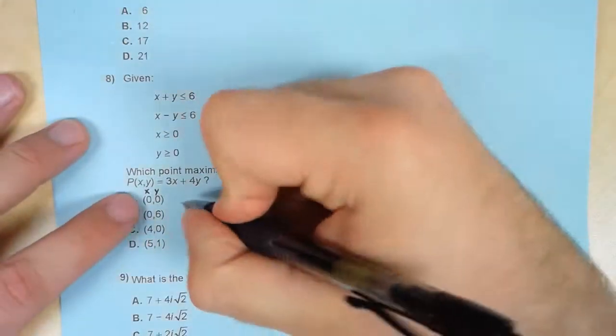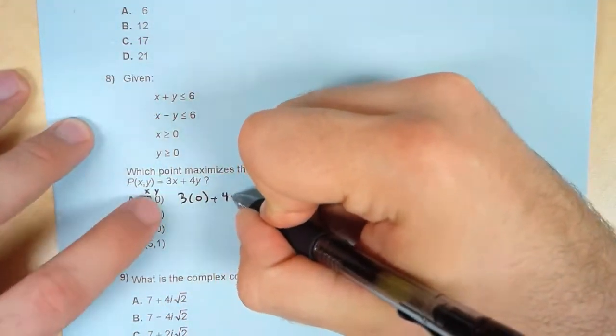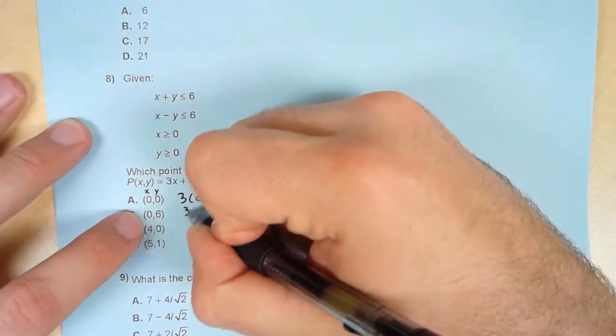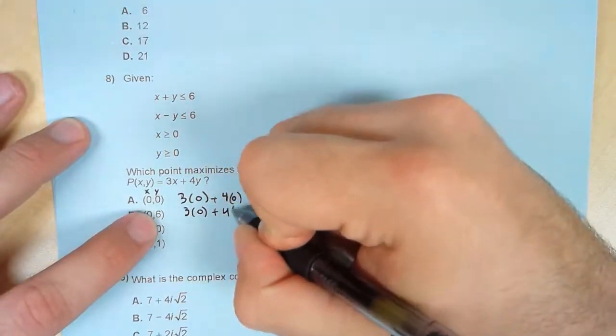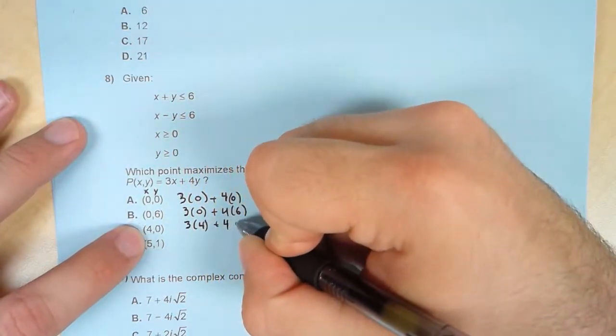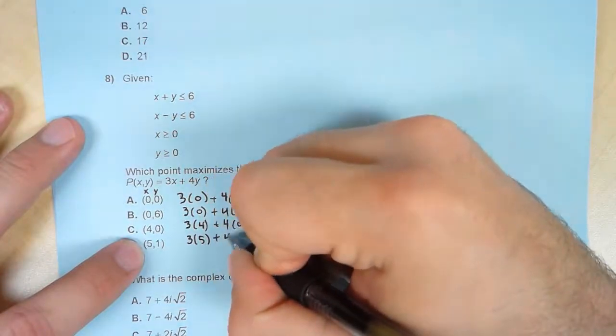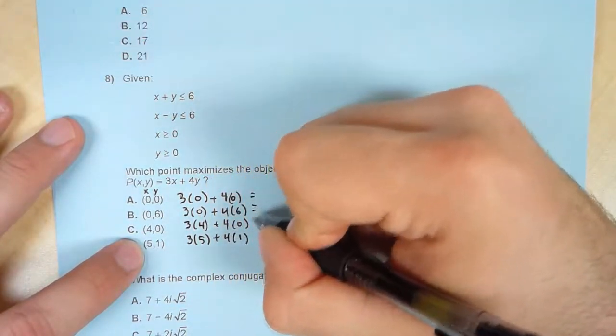So let's do that. 3 times my x value, plus 4 times my y value, for each of the points. And then we just have to simplify each of these.